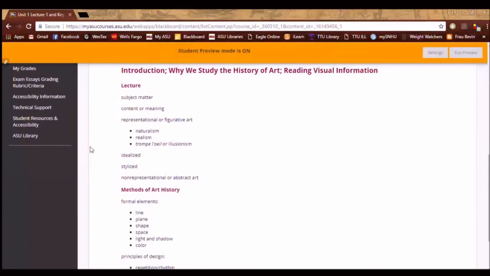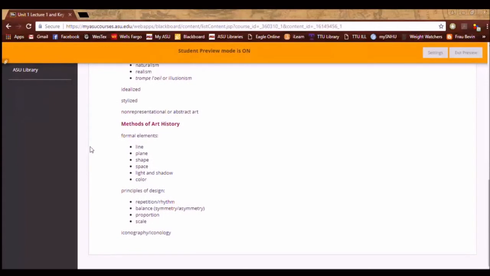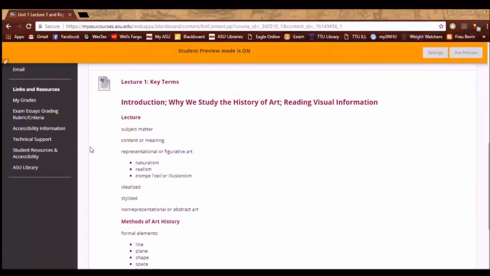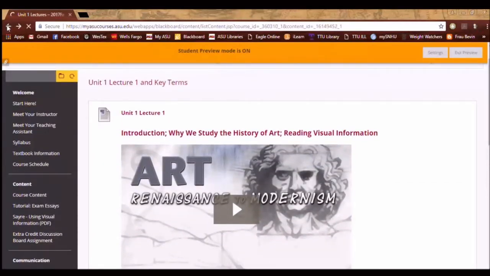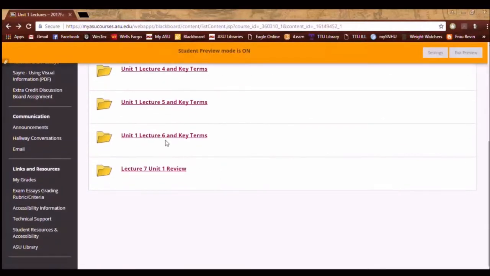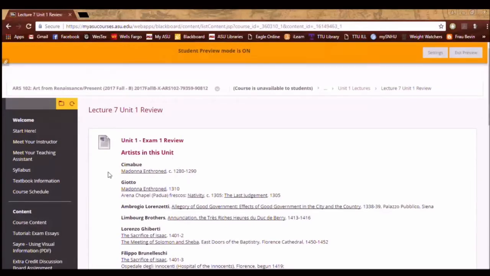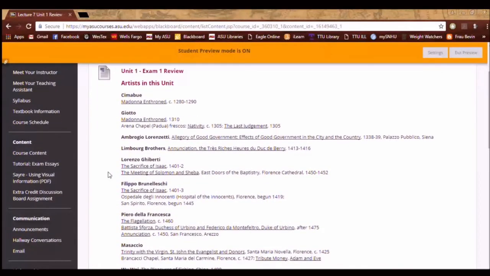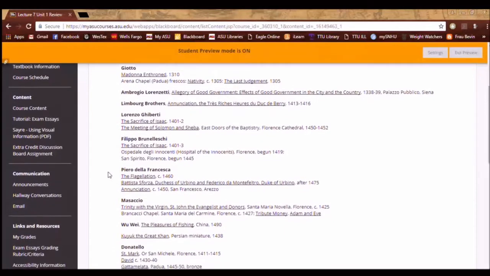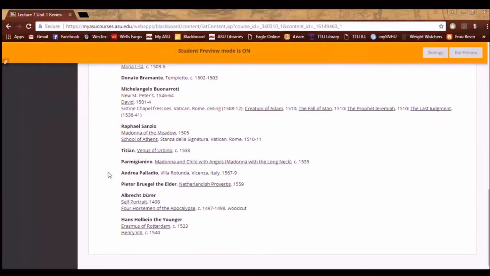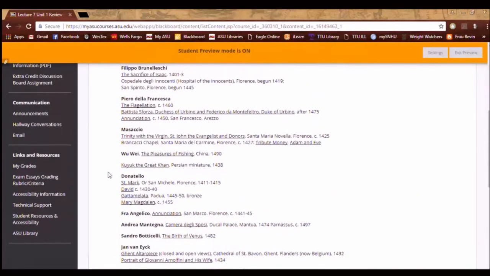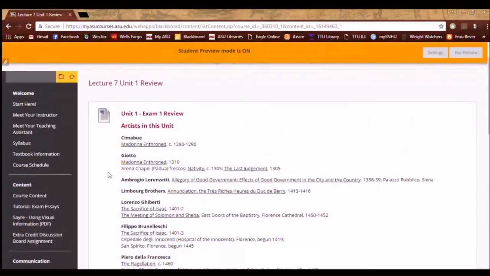Underneath each of the lectures, you'll see some lecture notes for you. This would be a good place to start in your own note taking, but don't think that this is enough. You really need to fill in the blanks on top of this each time. And then what I also want to show you is at the end of all of the unit lectures, there will be a review. Here we have the artists in this unit, the important artworks in this unit, and other important terms and dates. So you'll need to pay special attention to that when studying for your quizzes and your exams.